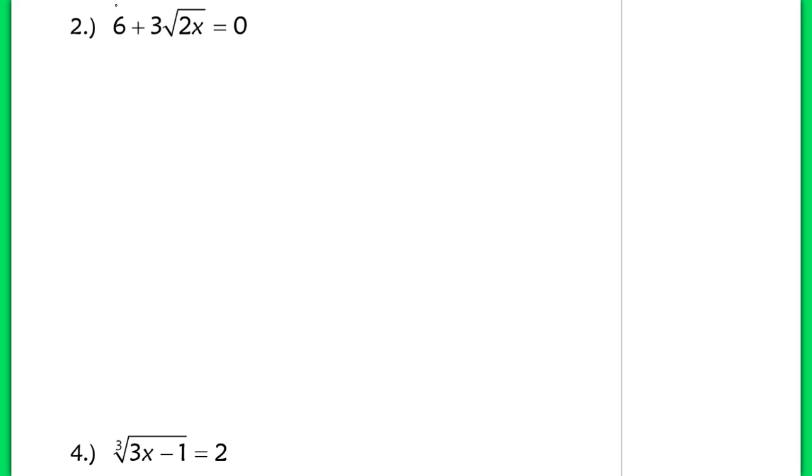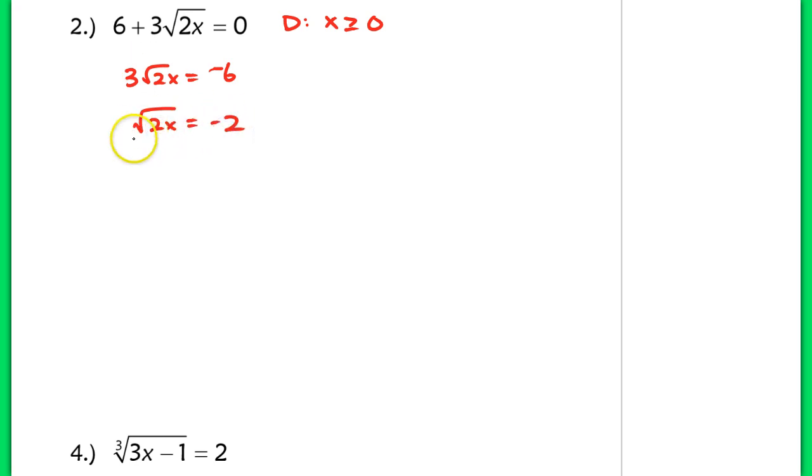Okay, in example 2, I'm going to find the domain first. So I set 2x greater than or equal to 0. If I solve and divide by 2, I end up with a domain of x is greater than or equal to 0. So x must be positive or 0. Now I want to isolate my radical next, so I'm going to subtract that 6. Then I'm going to divide by 3 because I want to isolate that radical completely. So I have root 2x equaling negative 2.